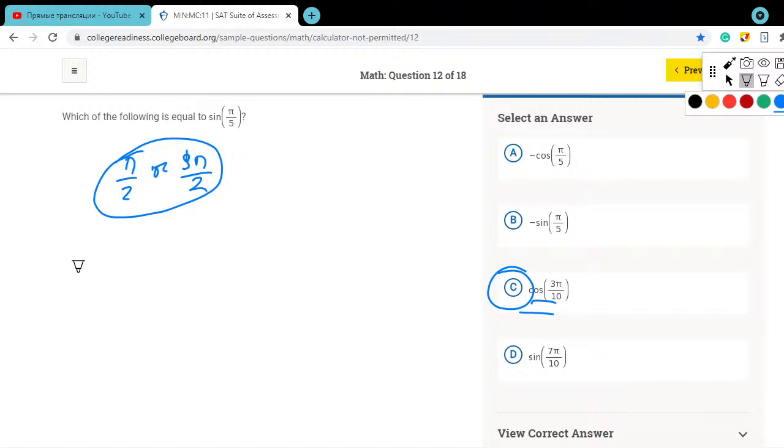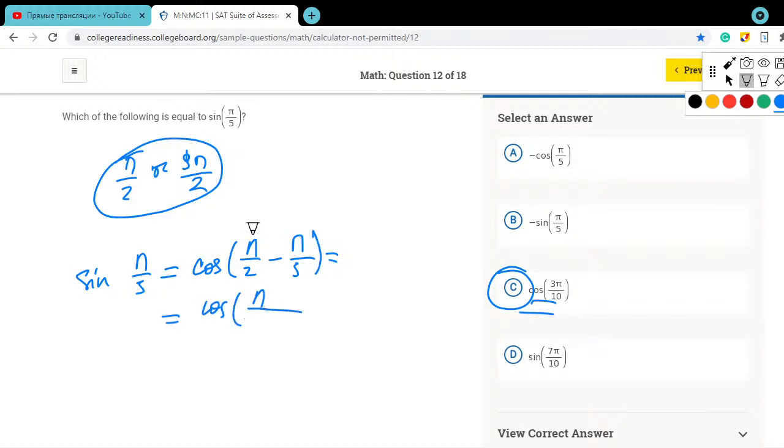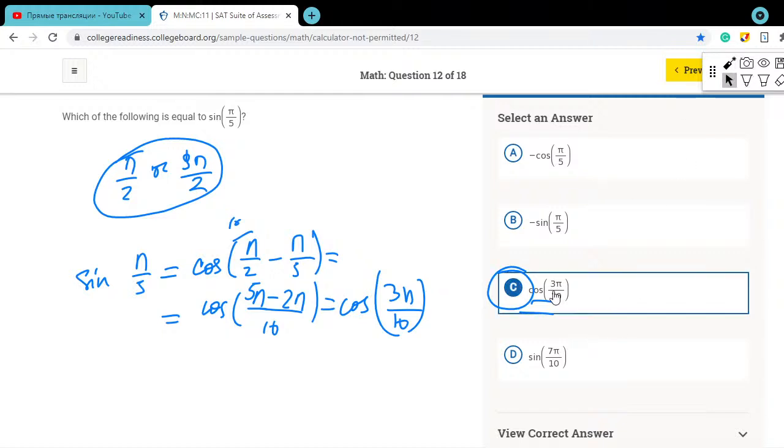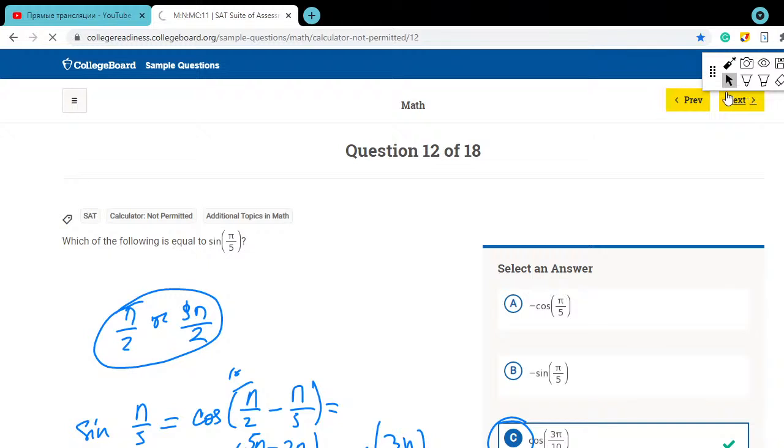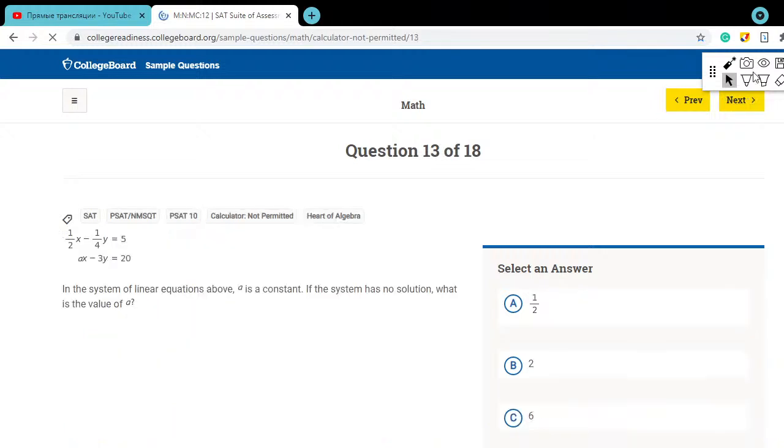So let's write it. Sine of pi over 5 can be equal to cosine of pi over 2 minus pi over 5. Let's check, does it work? Cosine, common denominator 10, so it's 5pi minus 2pi over 10, which gives us cosine 3pi over 10. Yes, this is the answer. It's quite a tricky question.